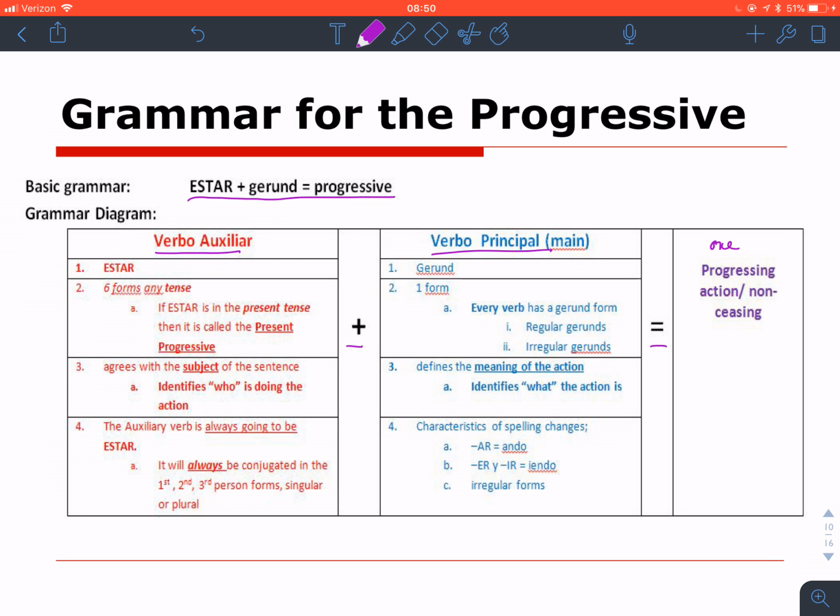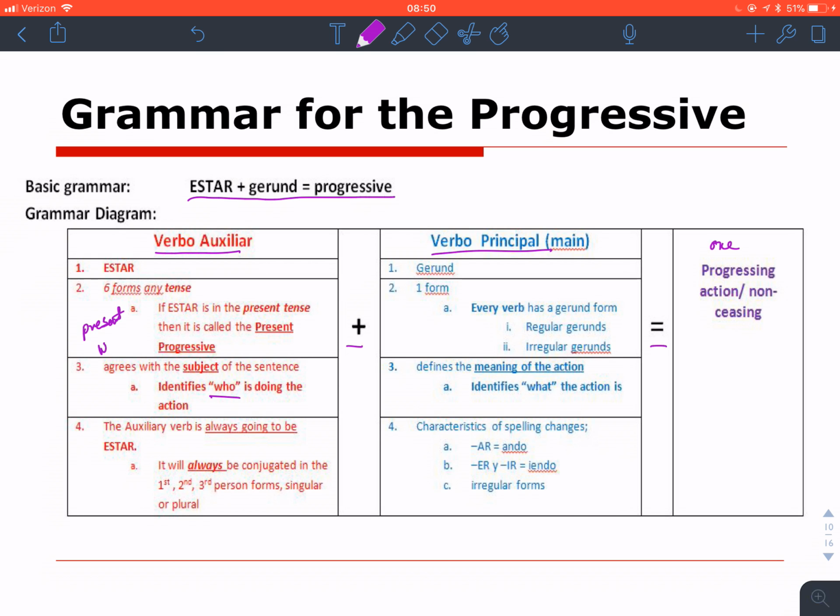So what are the characteristics of estar? Well, estar will have the 6 forms in any tense. In this case, we're using present tense for estar because we haven't learned any other tenses. Another characteristic is that it'll agree with the subject of the sentence and it identifies who is doing the action.